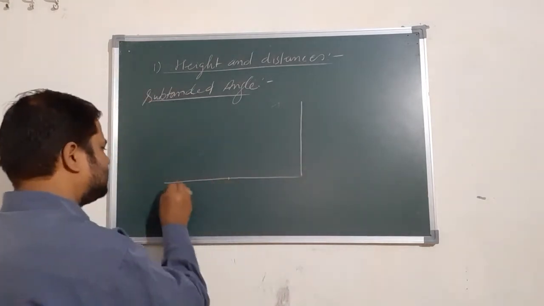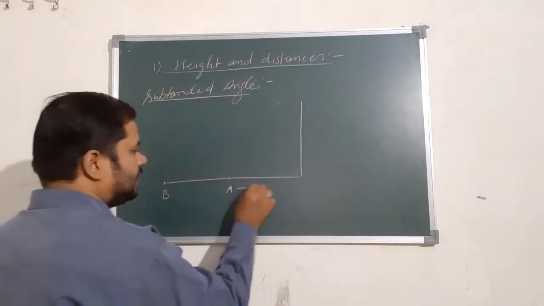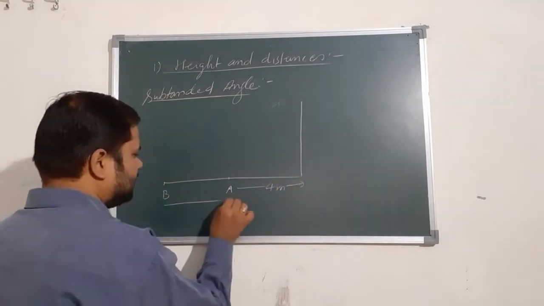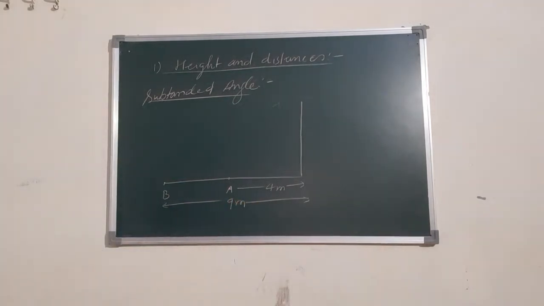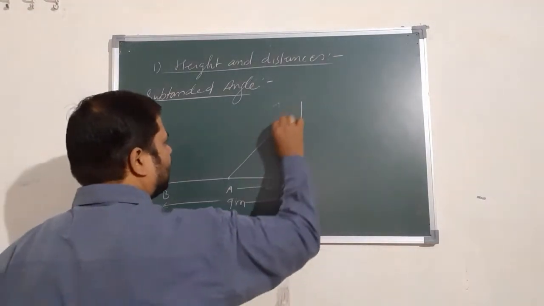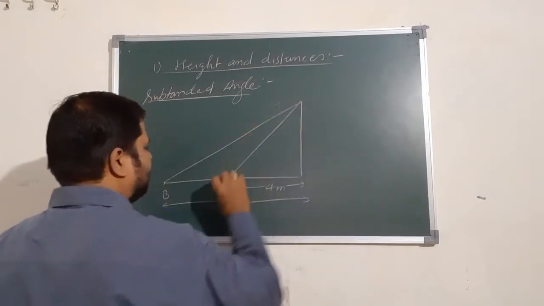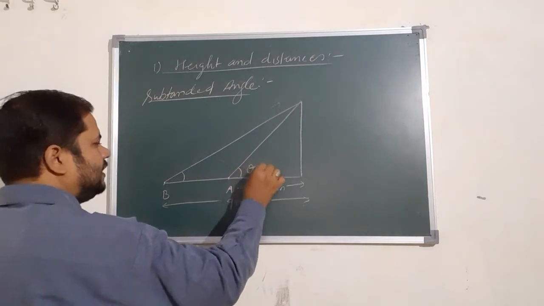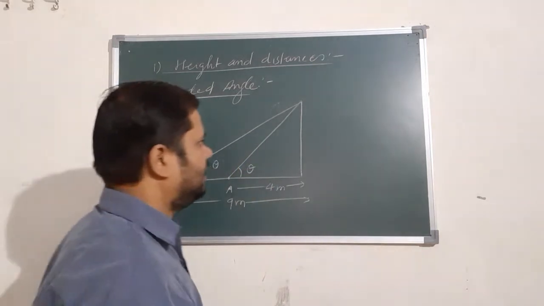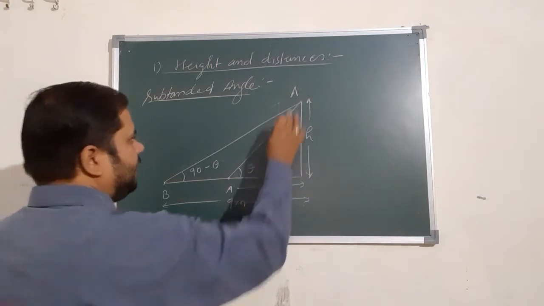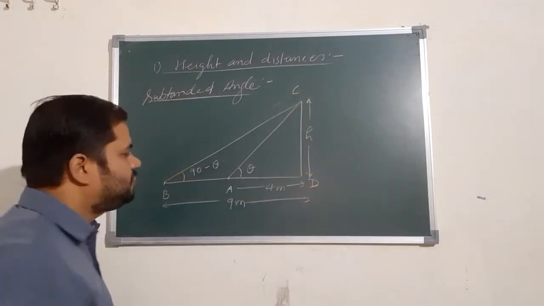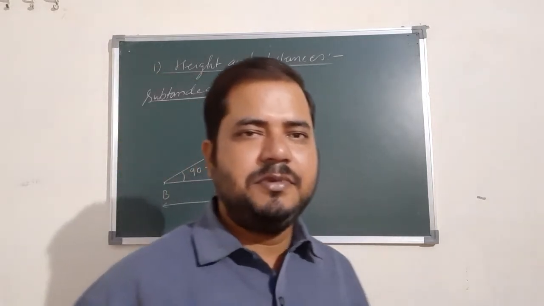There are two points supposed to be A and B. The distances of these points from the tower is 4 and 9 meter respectively, in the same straight line, and the angles of elevation are complementary. That means if one is theta, then another is 90 minus theta. Now we have to find the height of the tower. That means we need to prove the height of tower is 6 meter.